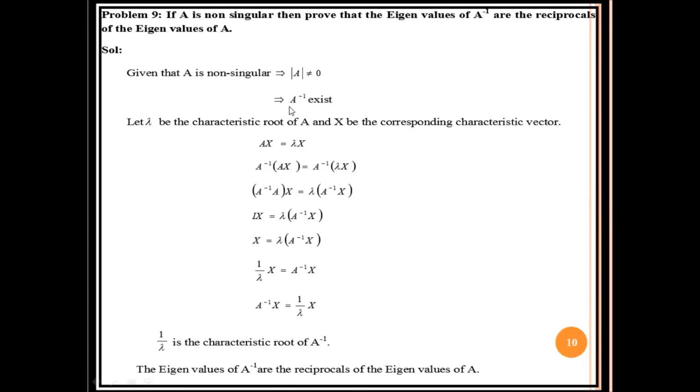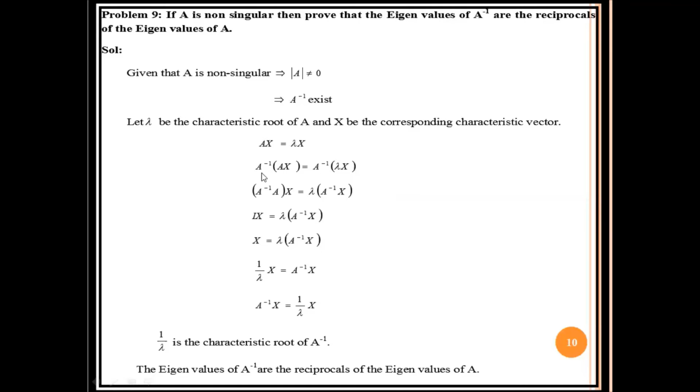Okay. So after getting this statement, A inverse exists, let lambda be the characteristic root of A and x be the corresponding characteristic vector. Whenever we take the characteristic root, we can construct the characteristic vector satisfying this equation: Ax is equal to lambda x, right? Now, since A inverse exists, we operate on both sides with A inverse, right?